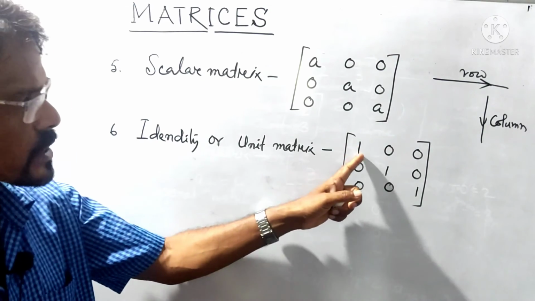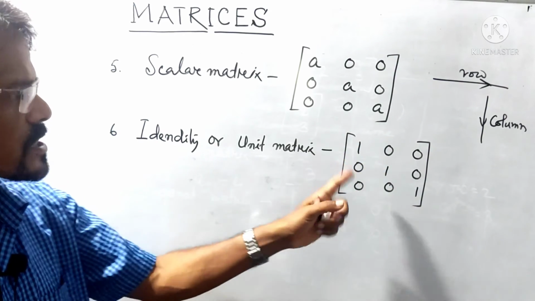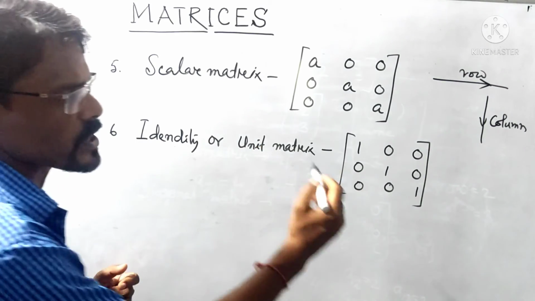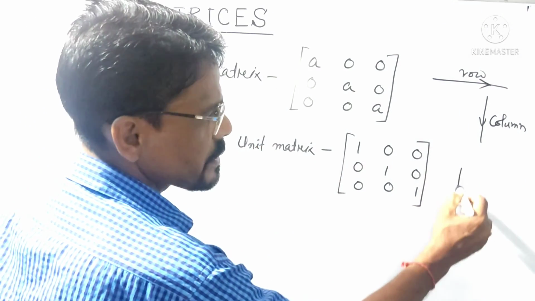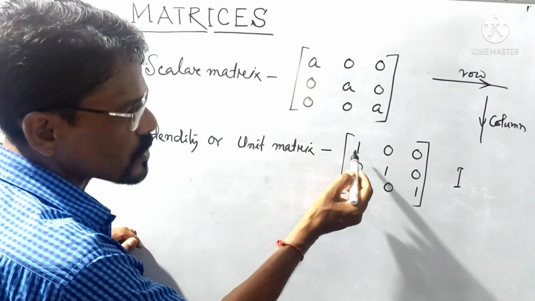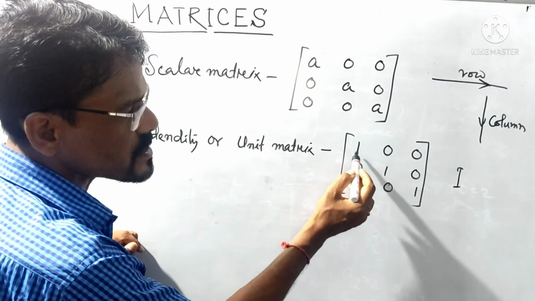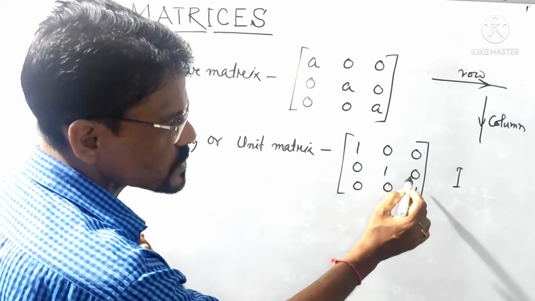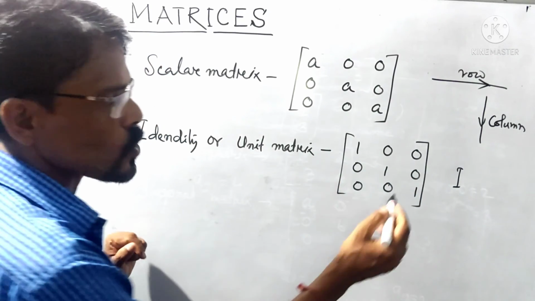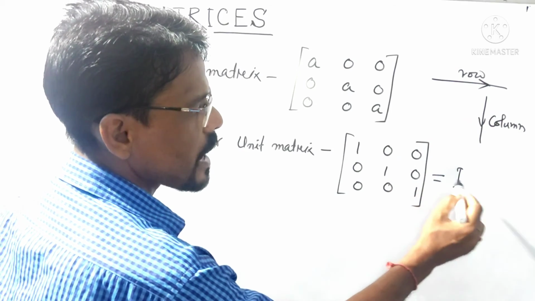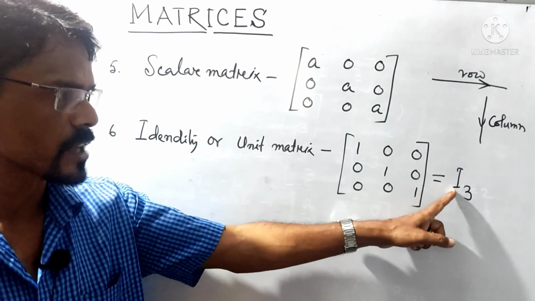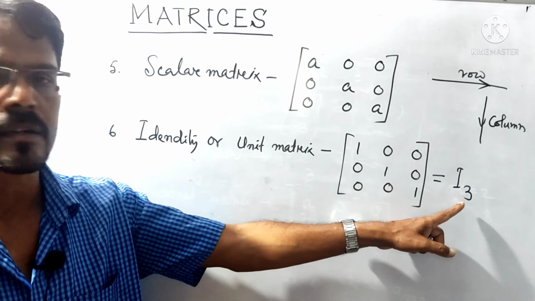So whenever diagonal elements are 1, then this is called identity or unit matrix, and generally it is denoted by capital I. Since the order of the matrix here is 3 by 3, you see, there are 3 rows and 3 columns, that's why its order is 3. So you can denote this matrix like I3. I3 means it is an identity matrix having order 3.